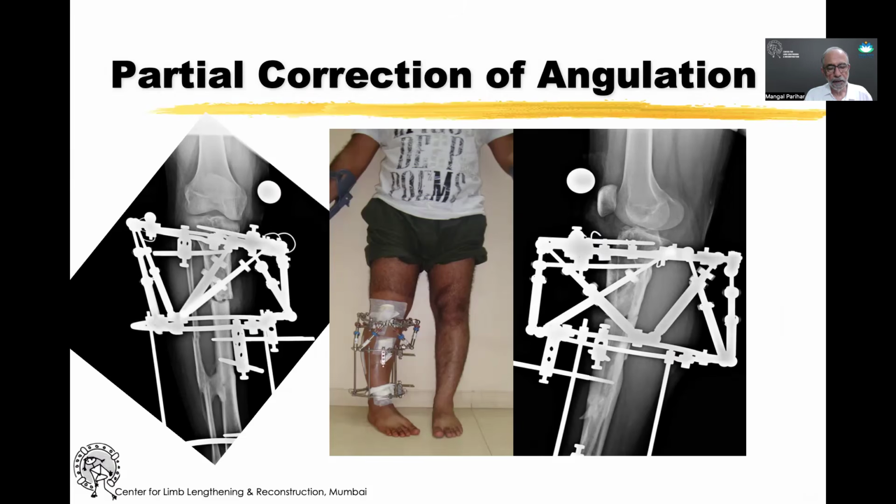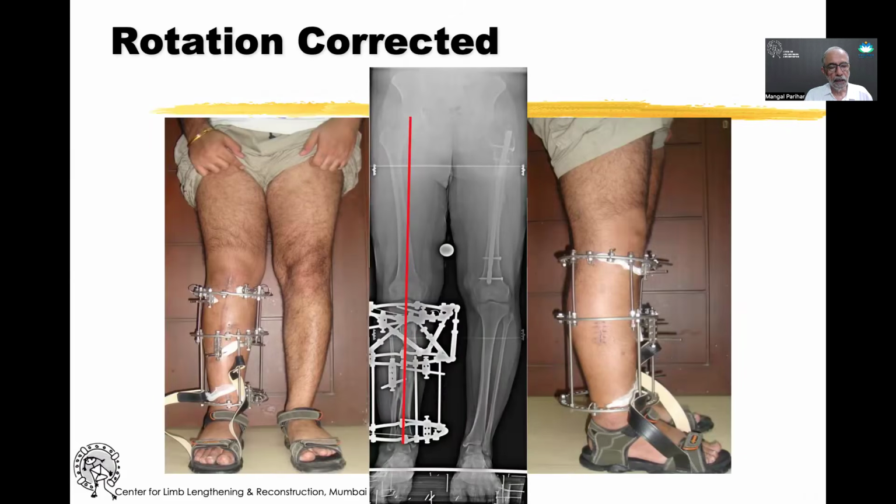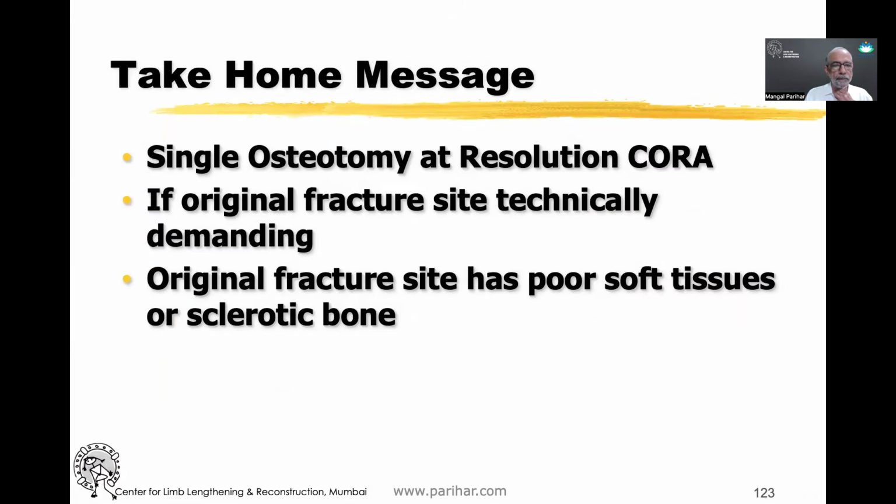Notice in this picture, with the patella facing forward, the foot is turned in. And in this picture now, with the patella facing forward, the foot is facing straight. As well, the red line shows that the weight-bearing axis is well restored. Once the correction is done, we can replace the 6-axis system with the regular rods, because now we just have to hold the first ring relative to the second ring. We don't have to do any manipulation.